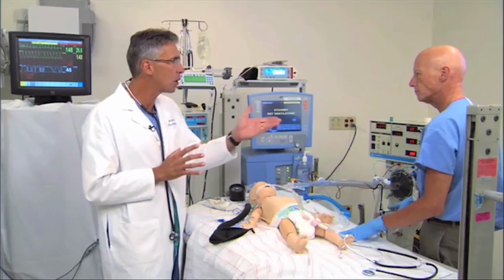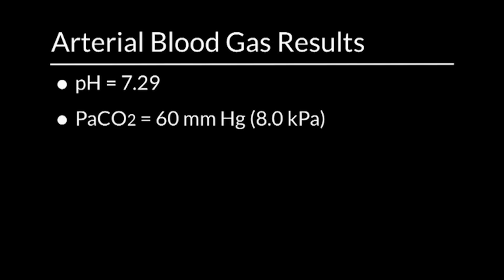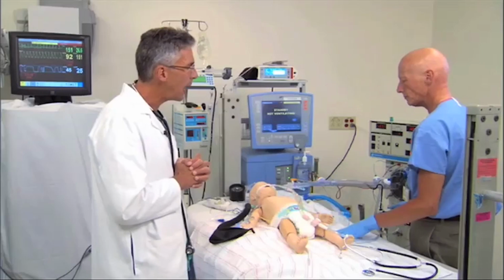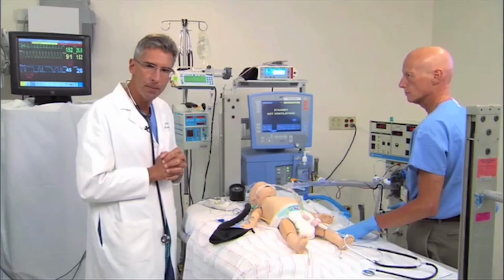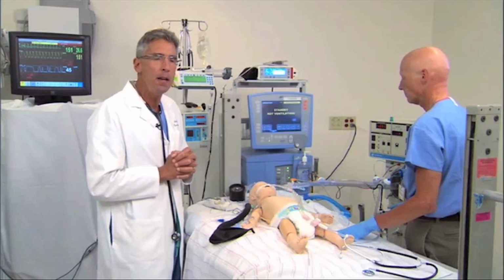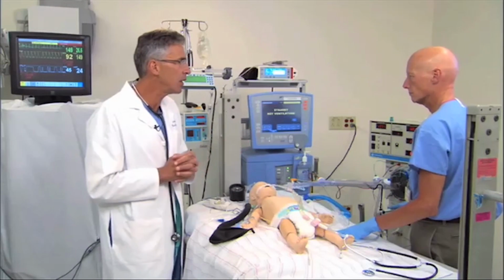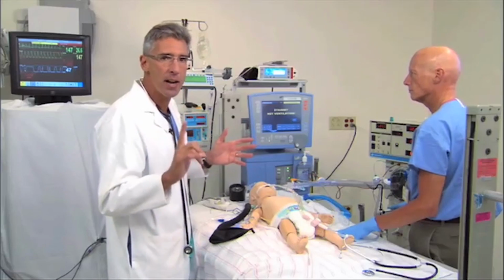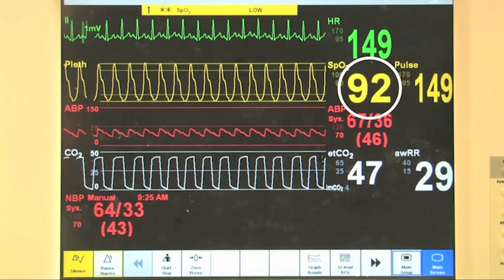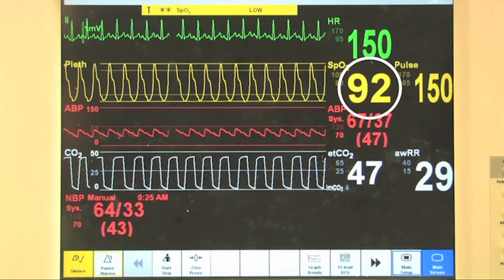But our blood gas has just returned. Barry, what's our blood gas? We have a pH of 7.29, a CO2 of about 60, and our PO2 is about 65. Okay. So, as predicted, our CO2 has risen a little bit. Our pH is 7.29. I'm comfortable with that. The PO2 has responded nicely. And remember, we're monitoring saturation, oxygenating efficiency continuously with our pulse oximeter. And we've maintained a saturation of 92%.